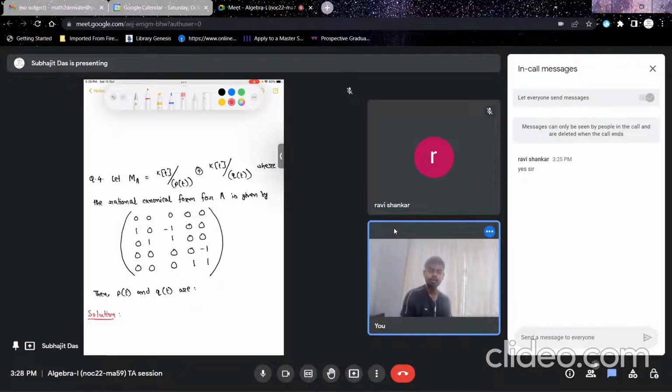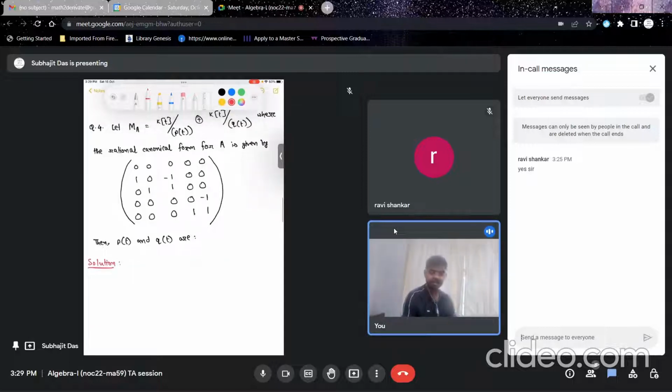If you just recall, how was the rational canonical form derived? You took a matrix A, then you considered the module M_A, and you applied the structure theorem for finitely generated modules over the PID K[t]. You decompose it as a direct sum of K[t] modulo some ideal, direct sum K[t] modulo some ideal, and so on. And what did you do after that?